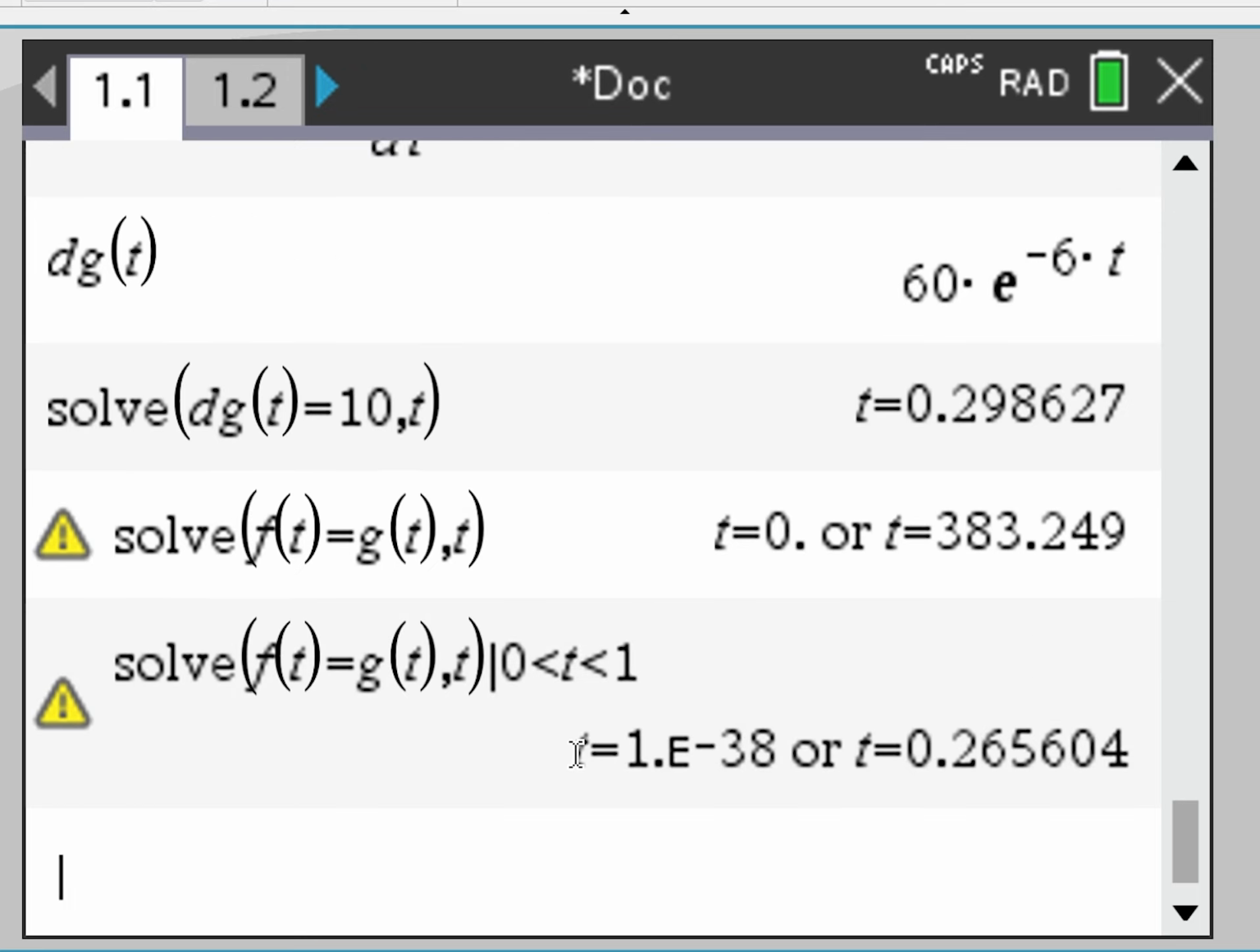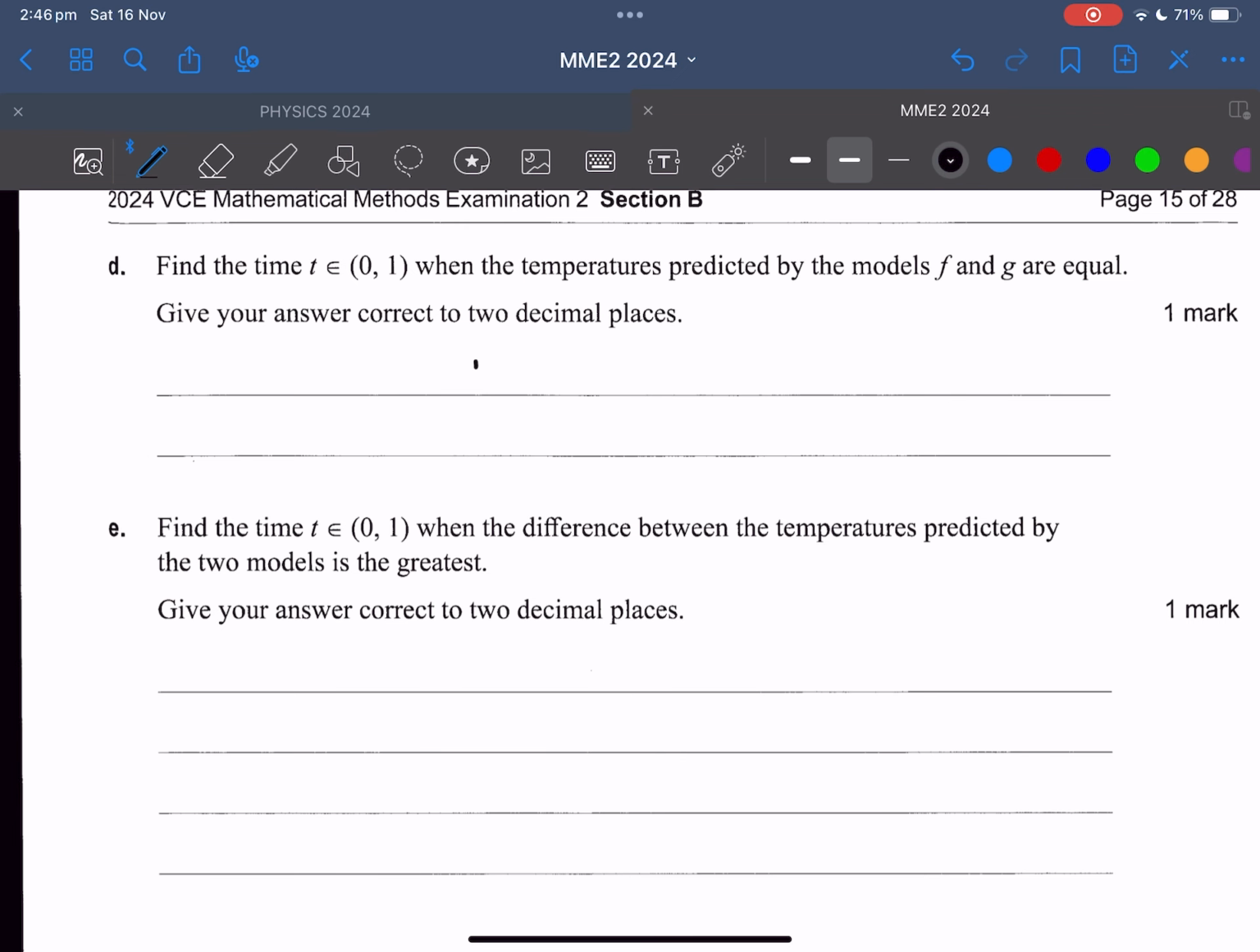So t equals this. 1 times 10 to the power of minus 38. That is basically saying it's 0, essentially. So our answer would be this one over here. So t equals 0.27 hours, to 2 decimal places.